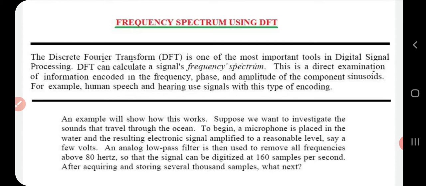This is done by the direct examination of information encoded in the frequency, phase, and amplitude of the component sinusoids. That is, frequency spectrum can be analyzed using DFT, and this is done by examining the information contained in the frequency, phase, and amplitude component of the signal. For example, human speech and hearing use signals with this type of encoding.